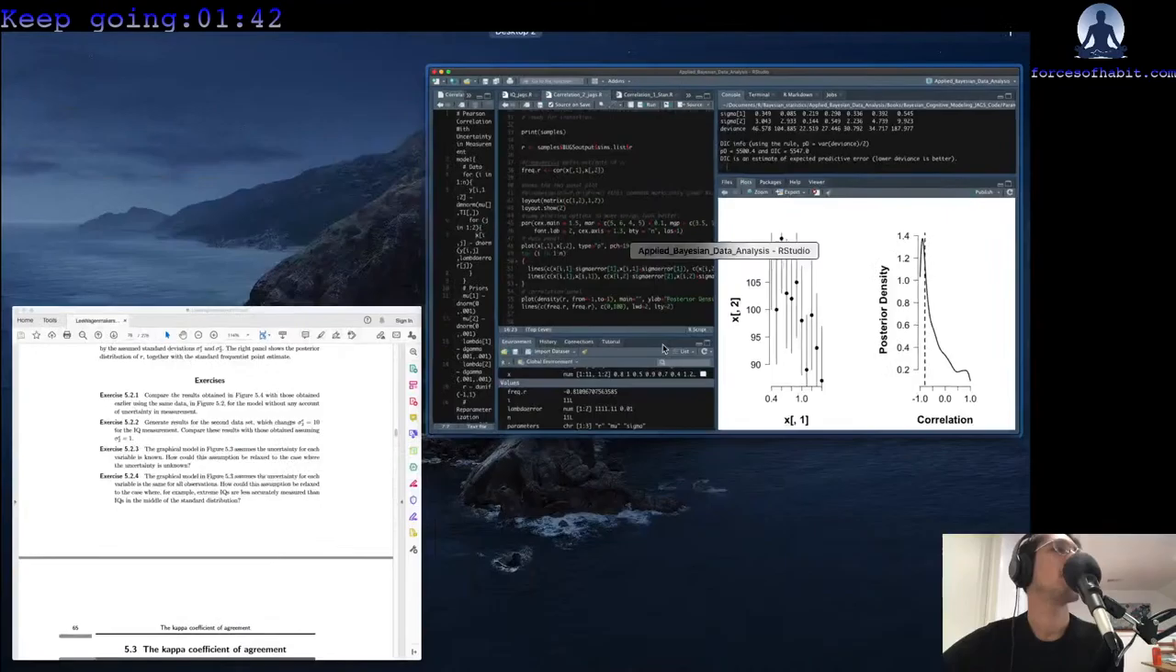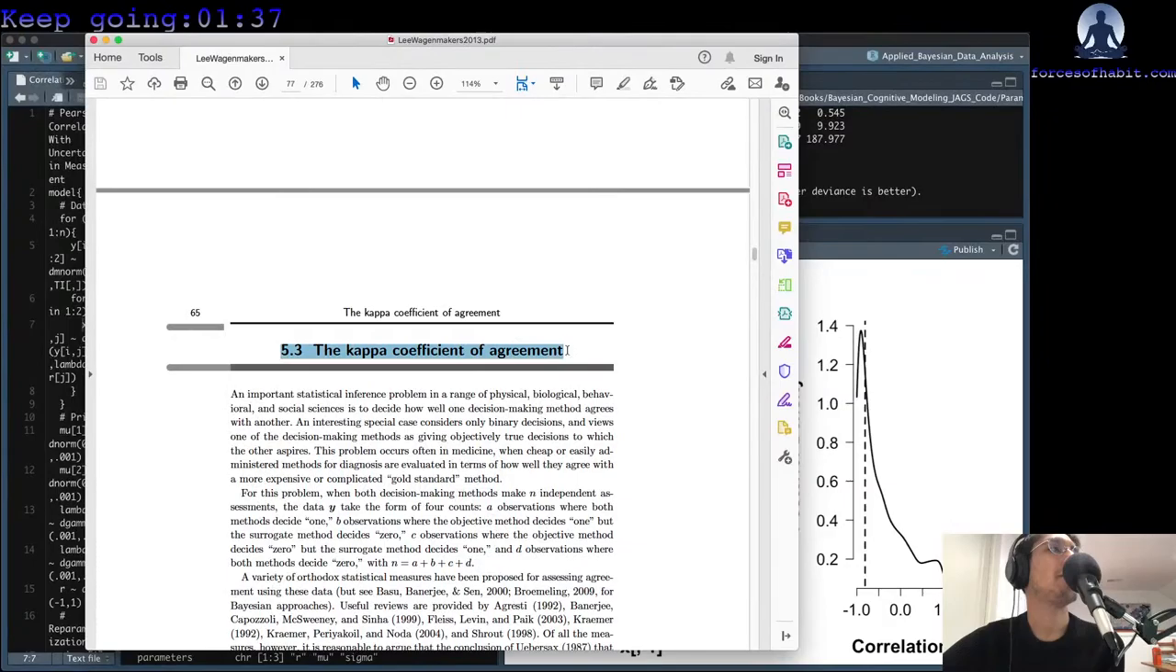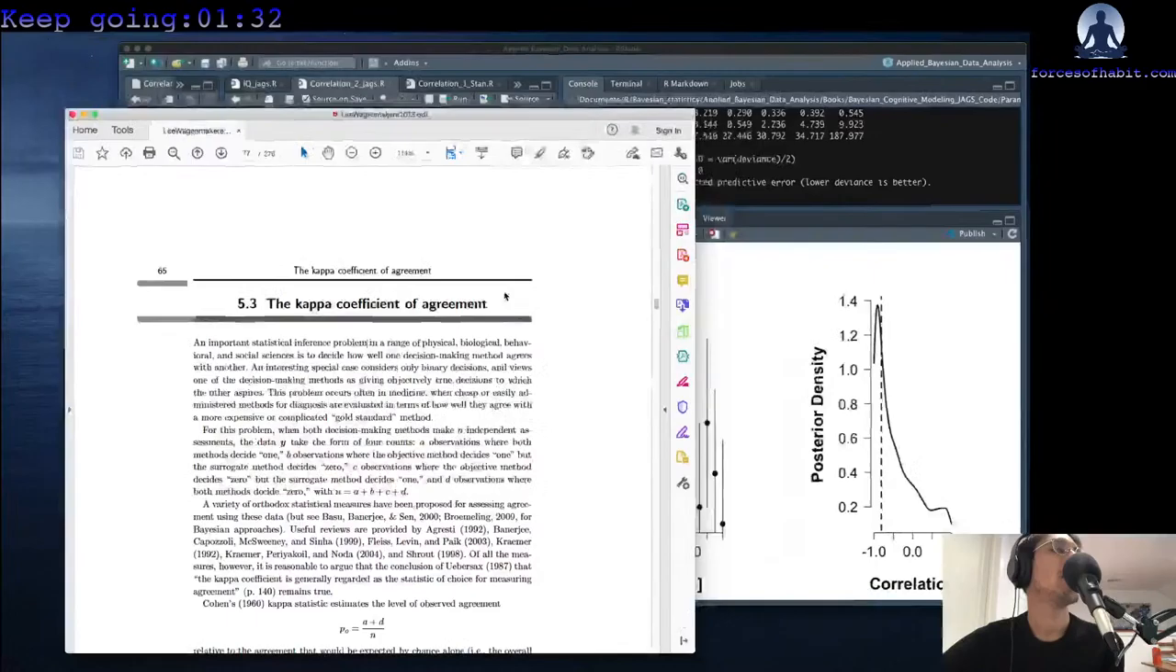And the kappa coefficient. So inter-rater reliability, great. We're gonna go over that next time.